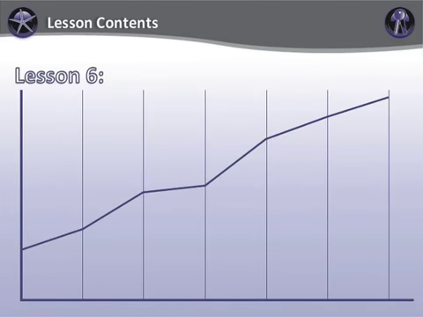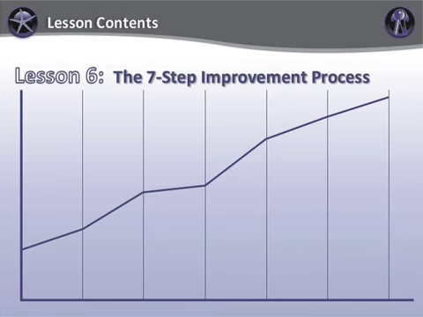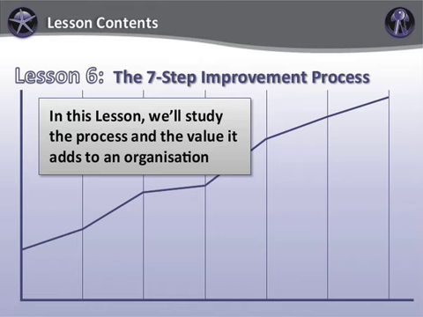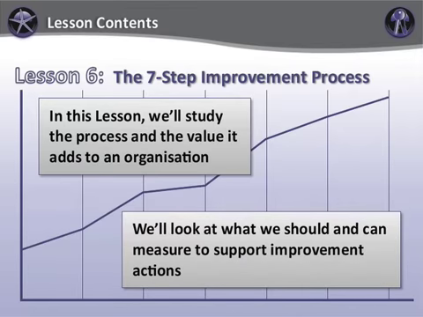Next up will be Lesson 6. This lesson will look at the 7-step improvement process in more detail to allow you to understand its use and the value it can give to an organization. The process helps us to understand what we should measure to provide support for our improvement activities. We'll also look at presenting the right information to the right audience.